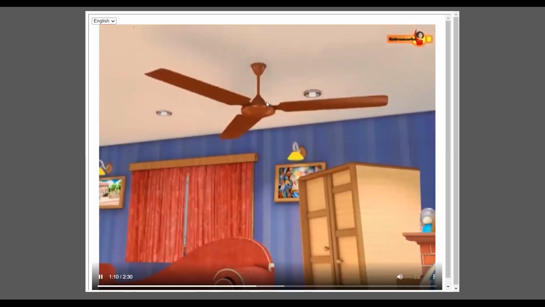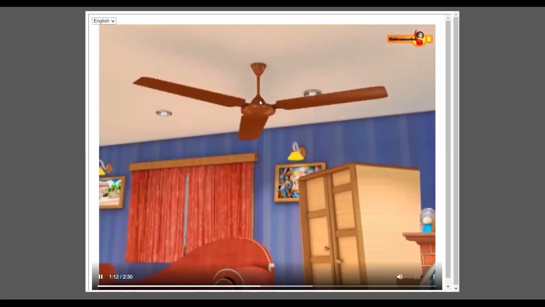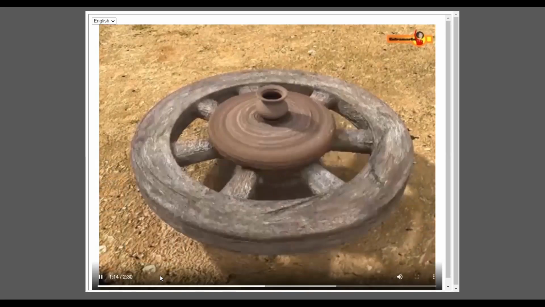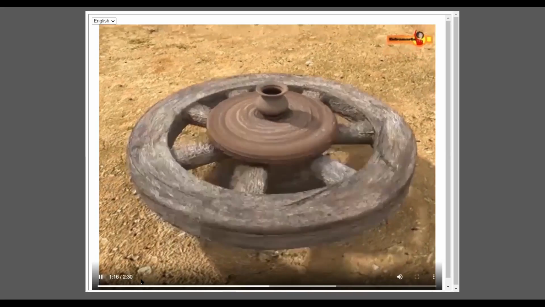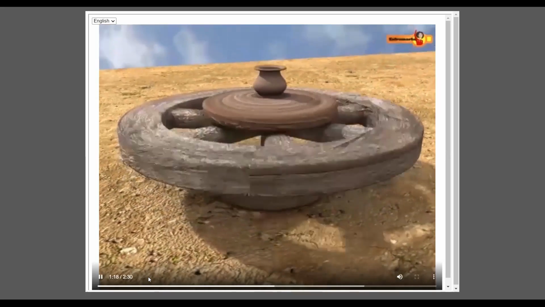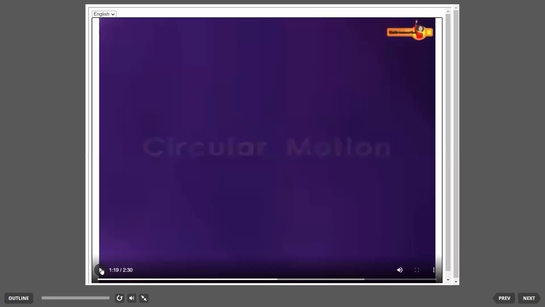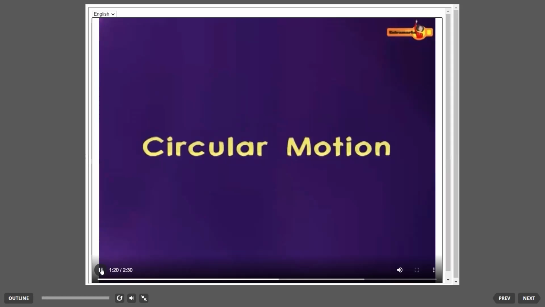Motion of the blades of a fan, fixed at one place. Motion of a potter's wheel. These are examples of rotatory motion. Here you can see that in all these examples, the object is fixed at one place, on a fixed axis, and it is moving. Circular motion.